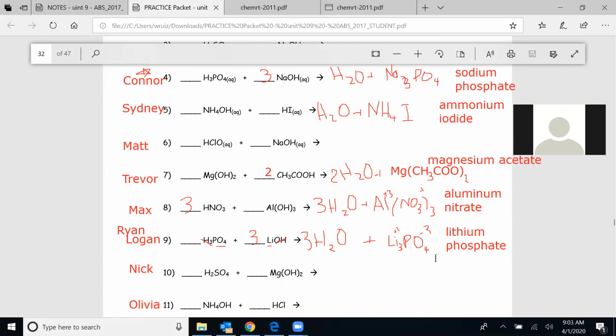All right, Nick, for number 10. H2O plus MgSO4, magnesium sulfate. Perfect. I'll write it all here. So it's going to be 2H2O plus MgSO4. And that is called, sorry for my handwriting, guys. It's better when it's larger. Magnesium sulfate. Good. And the last one, Olivia.